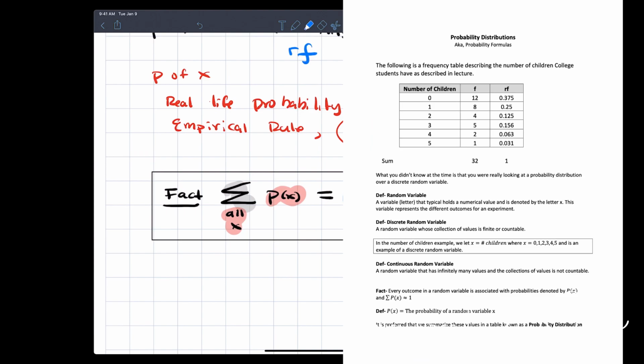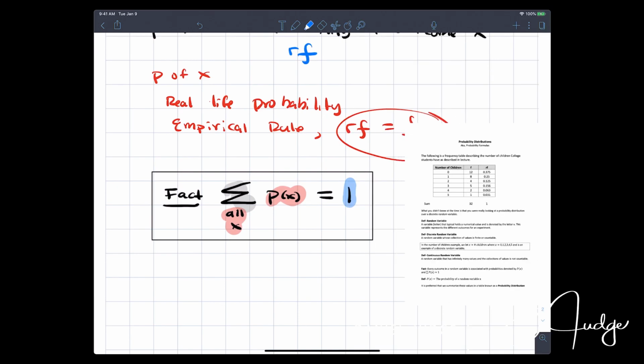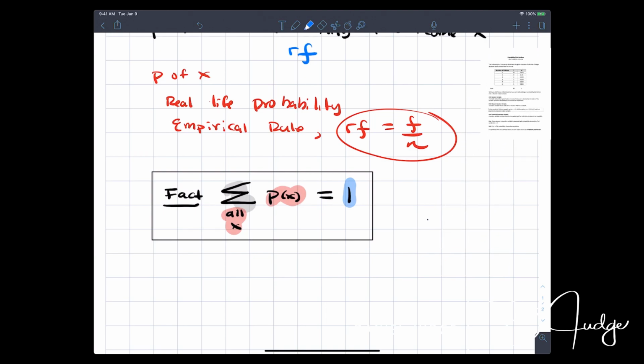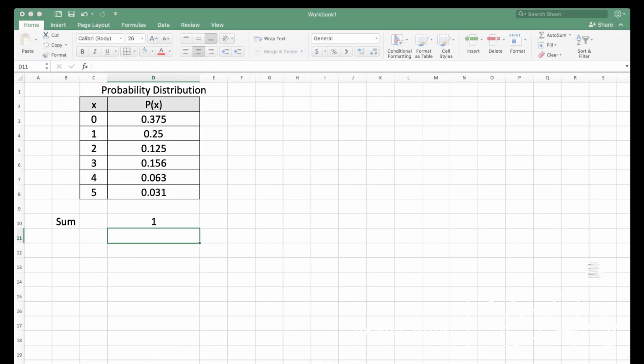I did write that as a fact. If you go down at the bottom, fact: for every outcome in a random variable associated with the probabilities denoted by P of x, the sum of P of x equals 1. So it's in our notes. This is what I illustrated in Excel, that when I add my probability values, it needs to be 1. Now, if it's not 1, if it's negative, if it's 6, if it's 2, if it's 0.3, if it's 1.8, that means it's not a probability distribution.